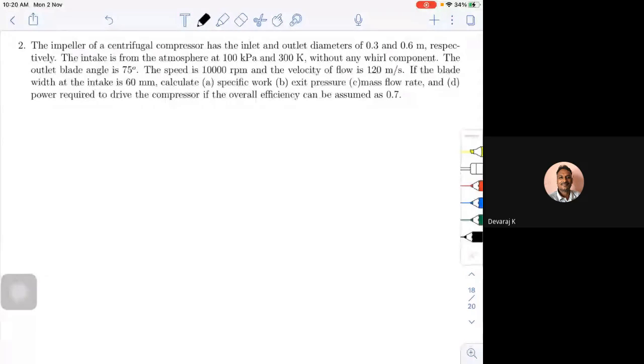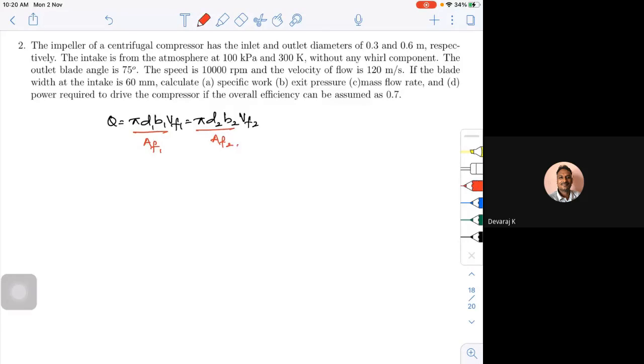It's very, very similar to your first problem. One other thing is that they have given the width. So in that case, I need to find the discharge, which is given by the flow area into the velocity of flow. The only major difference from the first problem is that Q is given by pi d1 b1 into Vf1, which is equal to pi d2 b2 into Vf2, where this is your area of flow at the inlet and this is your area of flow at the exit.